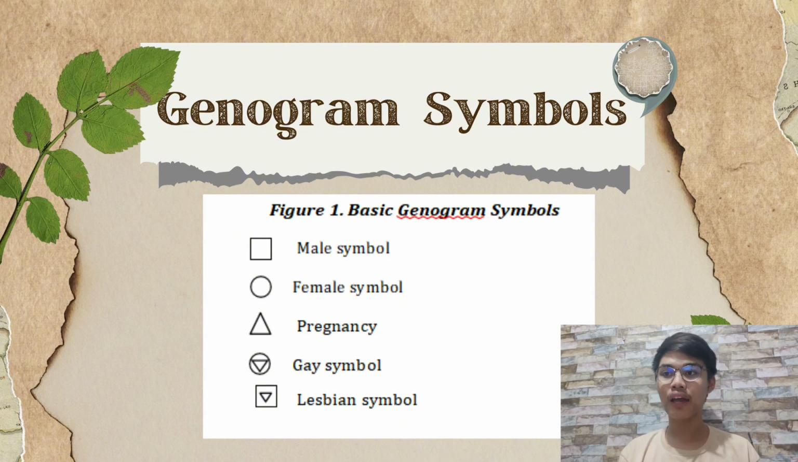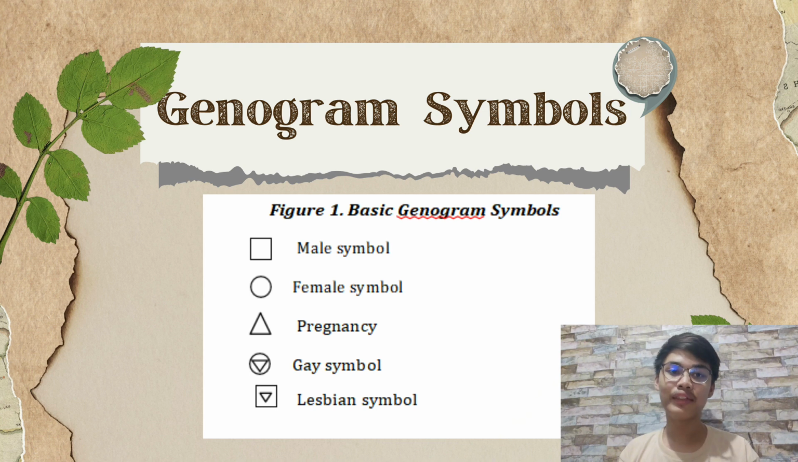For the male symbol, it is represented through a square. The female, on the other hand, is represented through a circle. Next, pregnant people are represented through the shape of a triangle. The next one, the gay and the lesbian symbols. Gay people are represented through the shape of a circle with a triangle on the inside, while lesbians are represented through a square on the outside and a triangle on the inside.